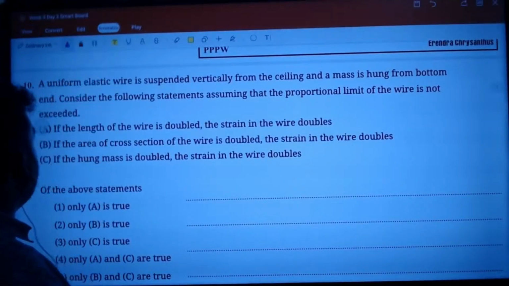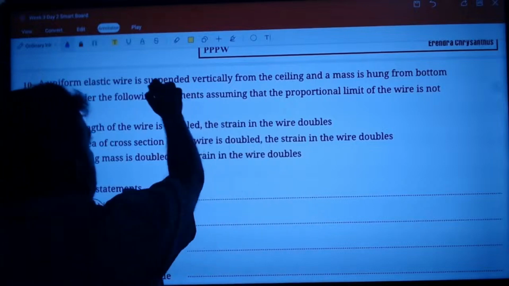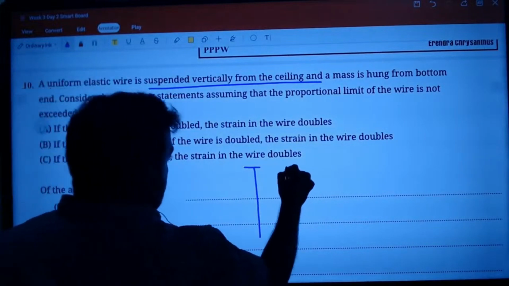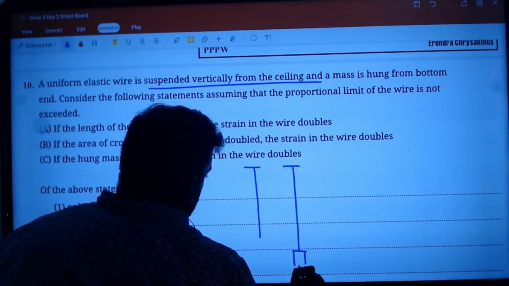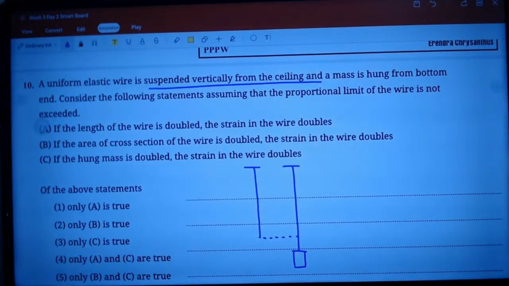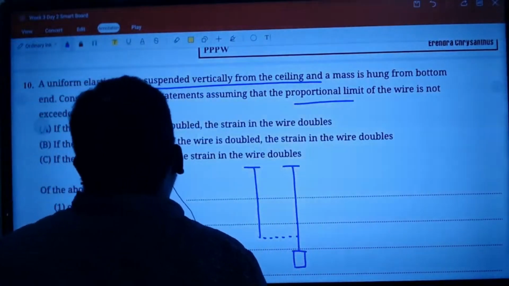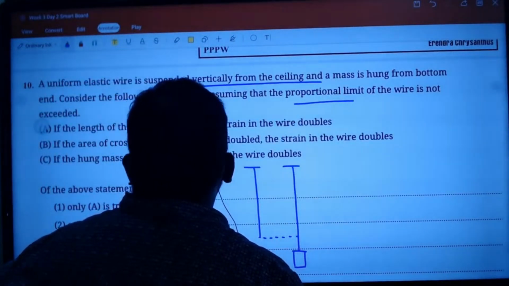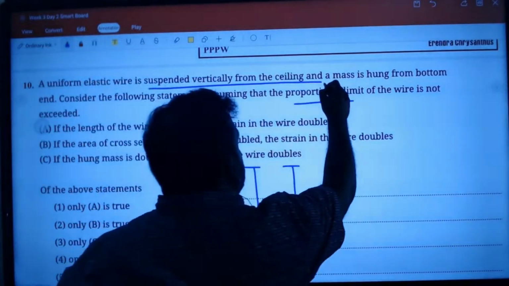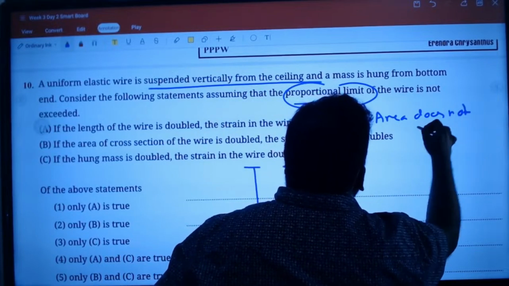Moving on. Read carefully. A uniform elastic wire is suspended vertically from the ceiling, and a mass is hung at the bottom. So there will be a small extension taking place. Consider the following statements, assuming the proportional limit is not exceeded. If the length of the wire is double, the strain in the wire doubles. Now, proportional limit not exceeded means the cross-sectional area will not change.